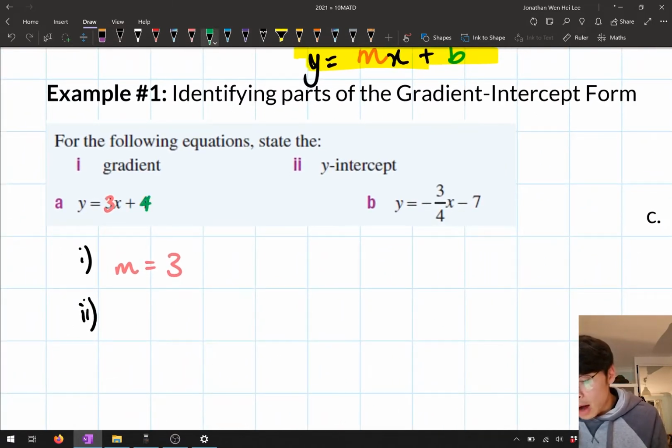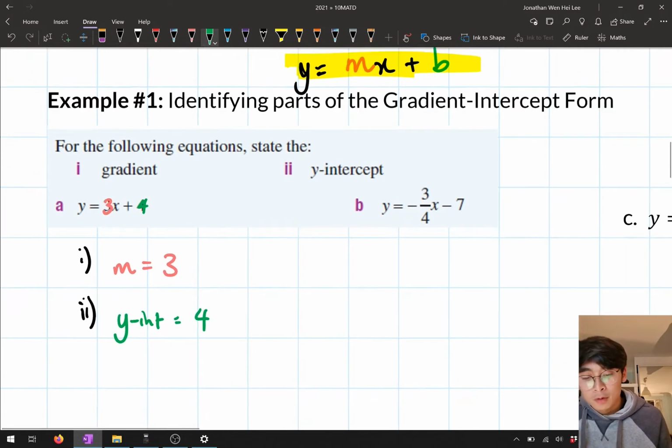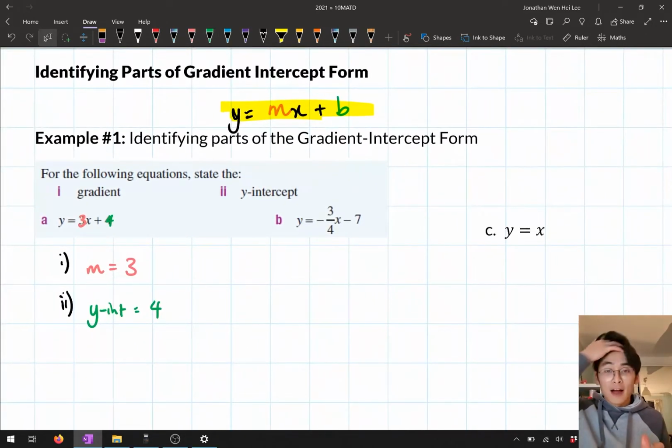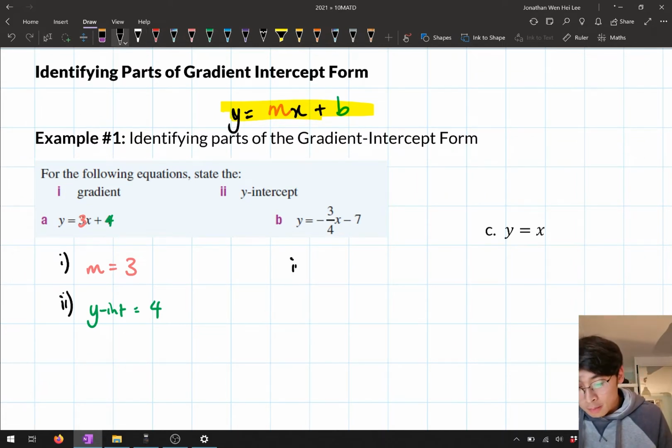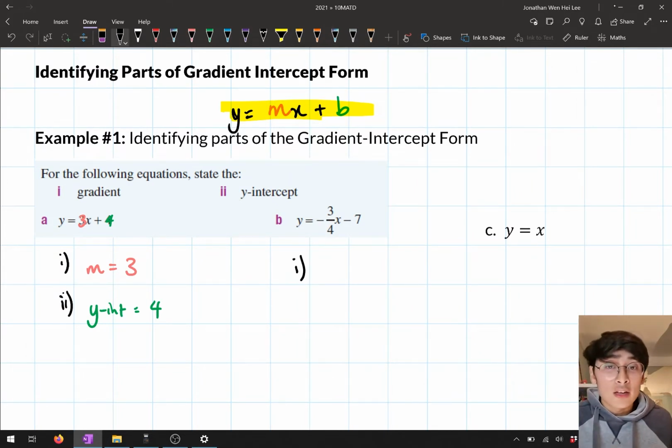So my y-intercept is equal to 4. All we're doing when we're identifying the gradient and the intercept is just matching our equation up with the gradient-intercept form y is equal to mx plus b. Okay, part 2. y is equal to negative 3 over 4x minus 7. Once again, we're just identifying and matching up the parts of my equation with my gradient-intercept form.